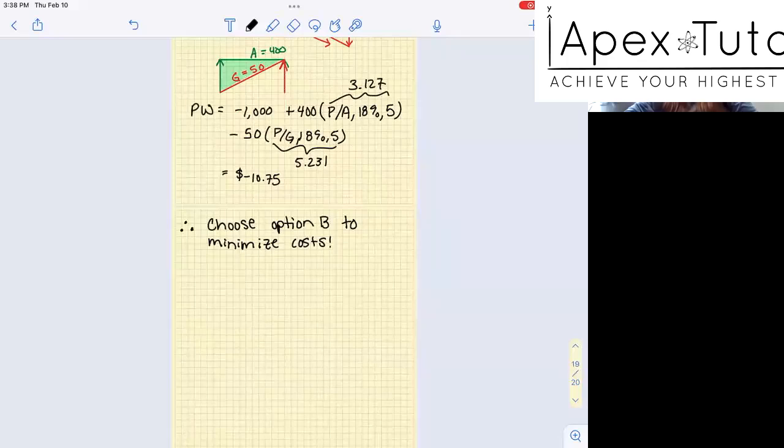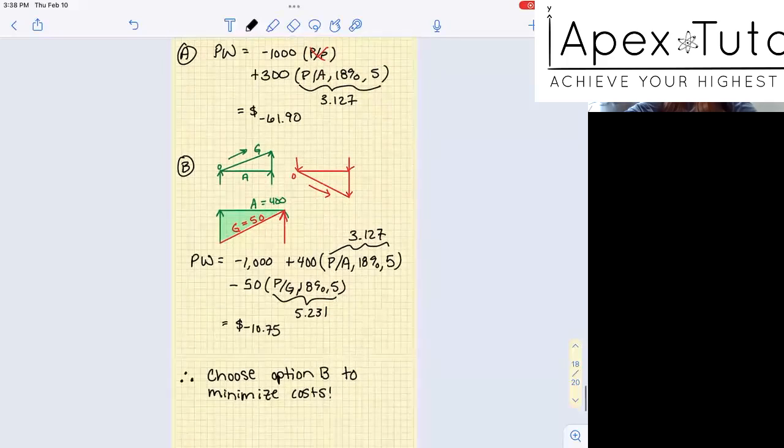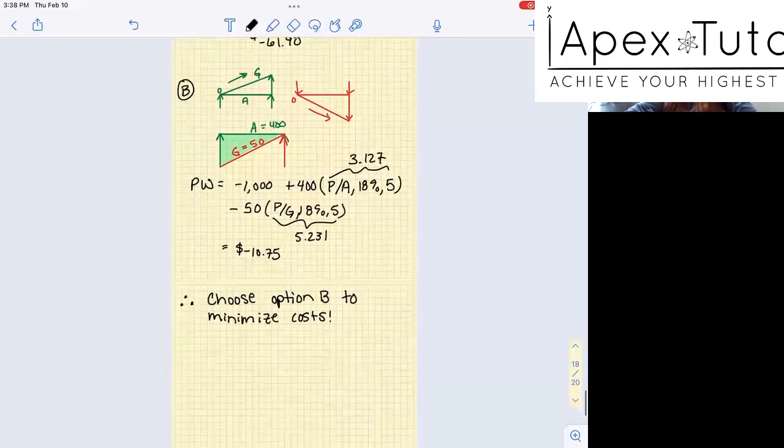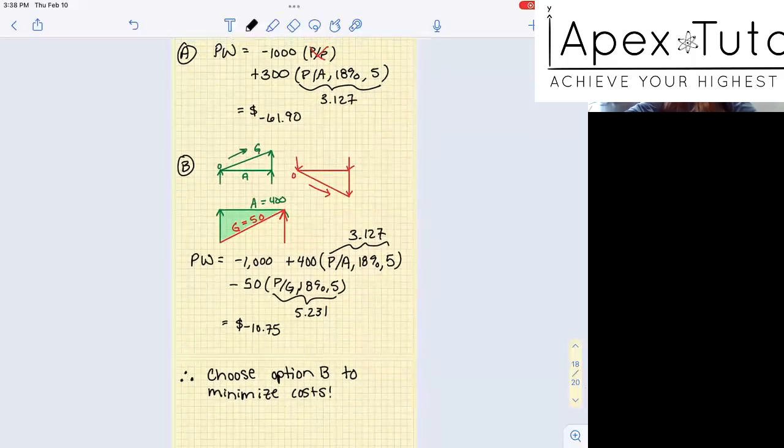Questions about that? Is present worth always a cost? No. Present worth is just whatever you bring it back to at year zero, whatever it ends up being. So it could be a benefit. We found an equivalent number, 6190 for A, an equivalent number 1075 for B. They're both costs at year zero, and we're comparing which one's the better option to choose.